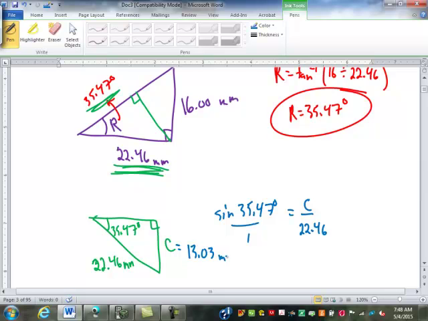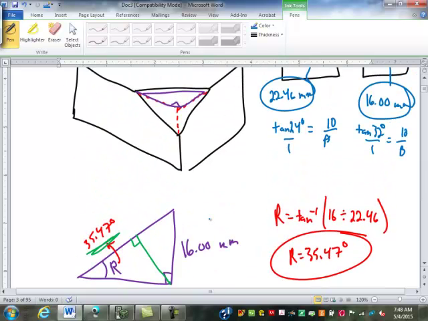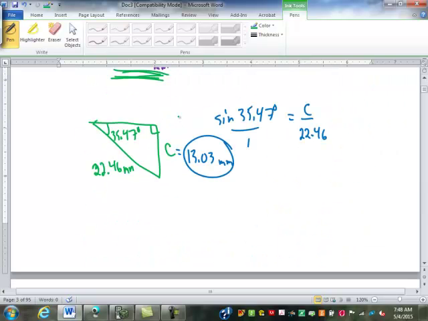.03. So what we just found there was this dimension right here. So what are we going to use that for? We're going to use it to find the inner triangle. We have the adjacent and the opposite side. So this is 13.03, this is 10, and this is our angle of tilt we're looking for.